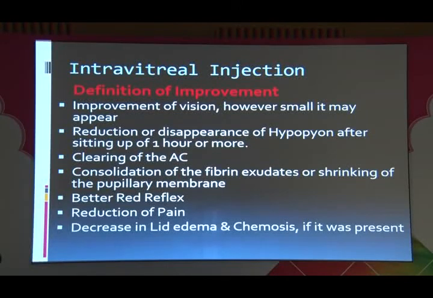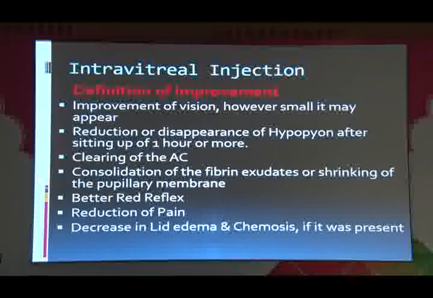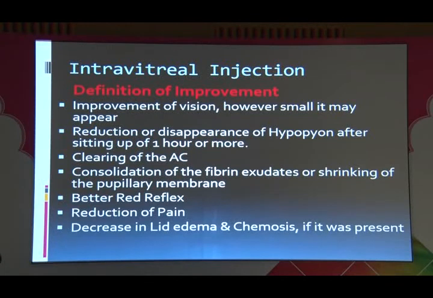Improvement of vision, however small it may appear, is a sign of improvement. Reduction or disappearance of hypopyon after sitting up for 1 hour or more, clearing of the AC, consolidation of the fibrin exudates or shrinking of the pupillary membrane, better red reflex, reduction of pain, decrease in lid edema and chemosis if it was present. These are all signs of improvement.